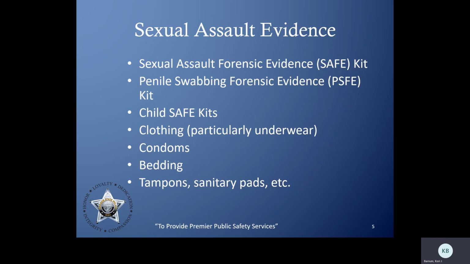Sexual assault evidence can comprise any number of items of physical evidence. We commonly see SAFE or sexual assault forensic evidence kits. We may also receive penile swabbing forensic evidence kits or child SAFE kits. We also can examine underwear, the most common item of clothing that is submitted for sexual assault evidence. But any item that is worn as a garment can be examined. Condoms, bedding, and tampons and sanitary pads can also be examined.